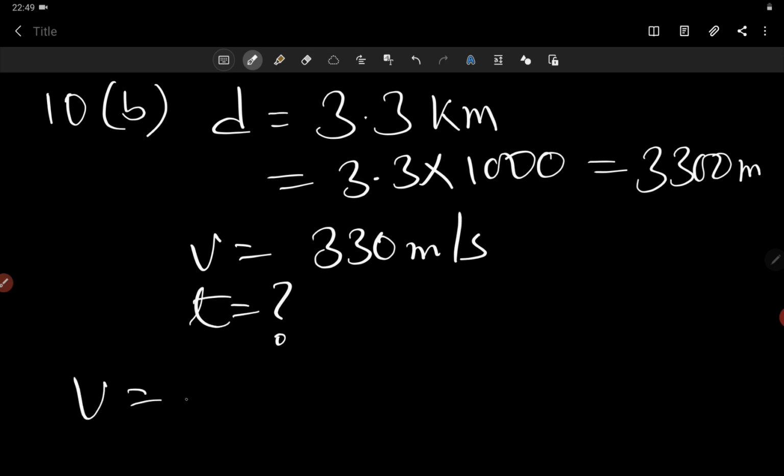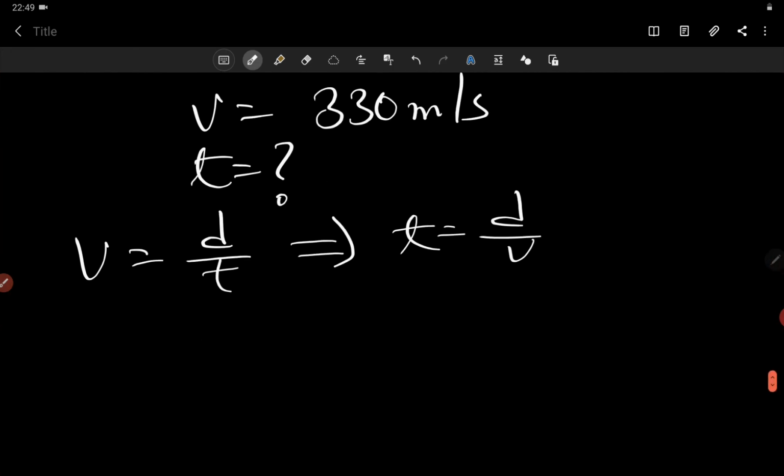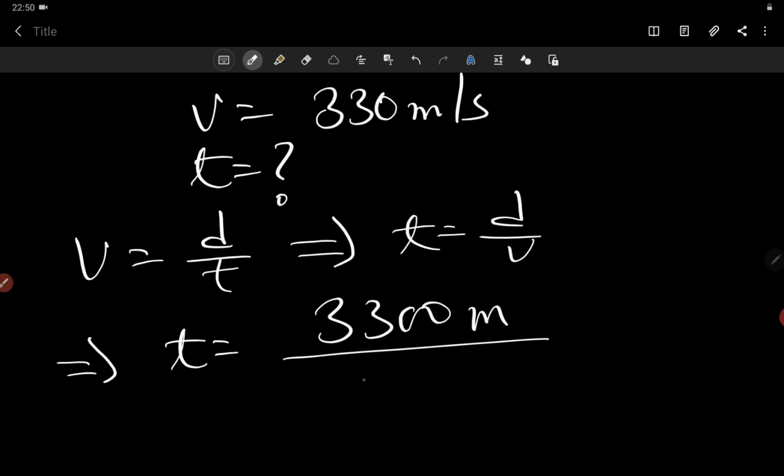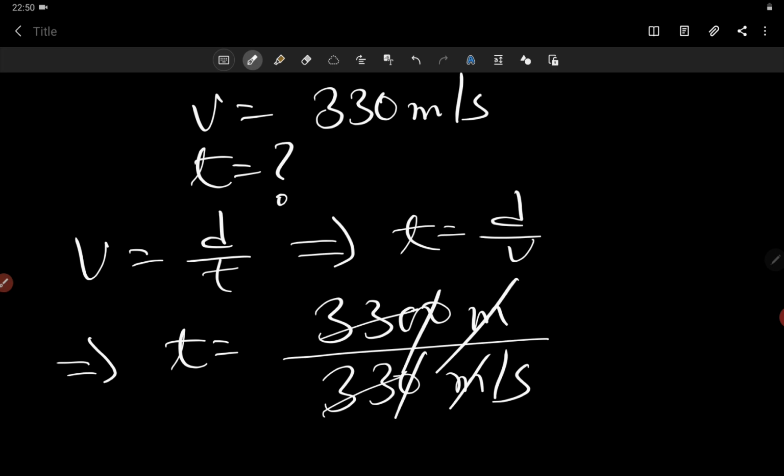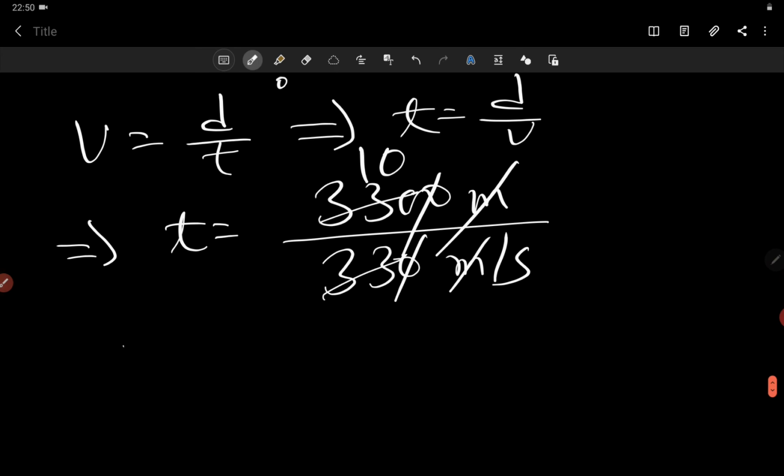Using the formula v equals d upon t, or I can write t equals d upon v, and further solving it, I shall get t equals d, which is 3300 meter, and the velocity is 330 meter per second. So this cancels, 0 0 cancels, and thus I am getting 10. Therefore time equals 10 seconds. I hope you have understood this particular sum. Let us go to the next question.